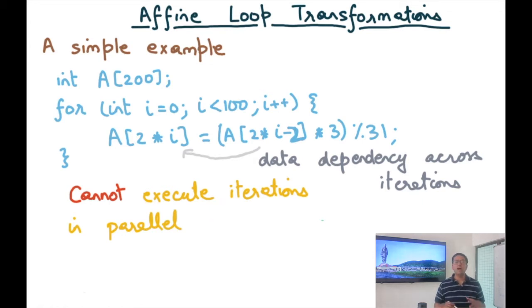We would like to develop an analysis that is able to identify when it is possible to execute the iterations in parallel and by how much, and when it is not. That's the kind of analysis that we want to develop, A, because such affine loop nests are common, and B, the types of transformations that such affine loop nests enable are actually very rich and very consequential.